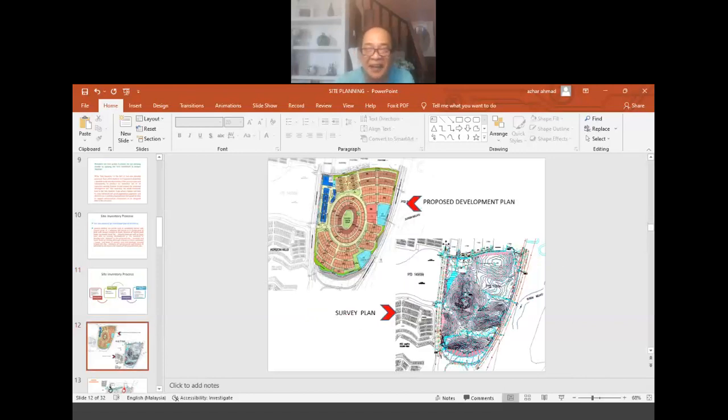this is what I meant earlier. From the same site, try to have two different drawings. One is a drawing indicating the proposed development, and another set of drawing indicating the survey plan, indicating the existing features, the terrain, the topography of the site, and all the existing levels and invert levels within and around the site. So work on these two drawings first.